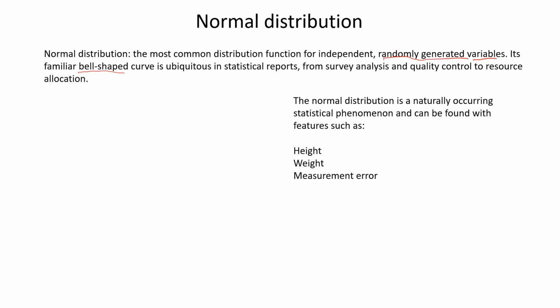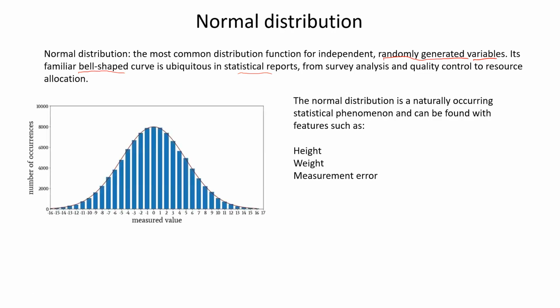So this curve, you tend to see it in statistical reports, survey analysis, quality control, all sorts of different things. It's such a normal recurring phenomenon. You can literally see this in nature. You can see this in charts for things like height, weight, measurement error, anything that can be looked at randomly and sufficiently, you can find this normal distribution.